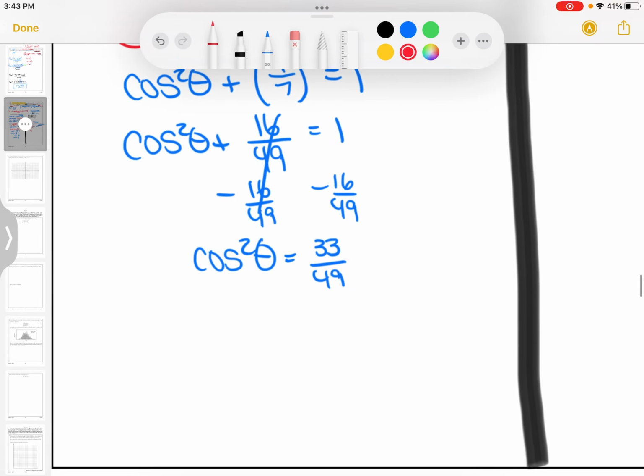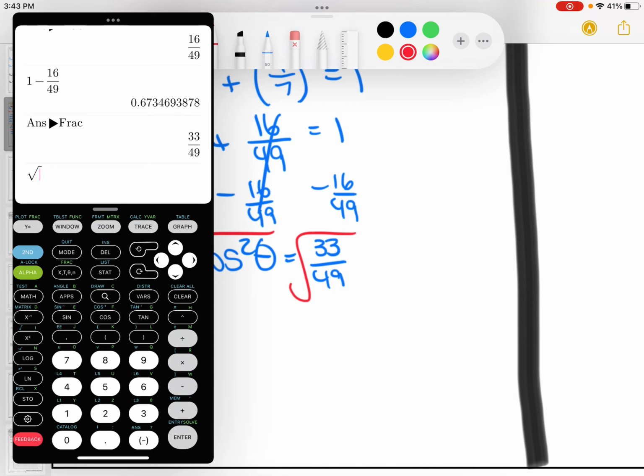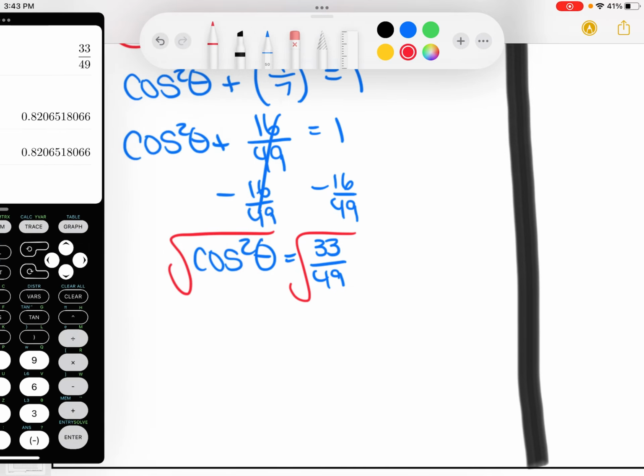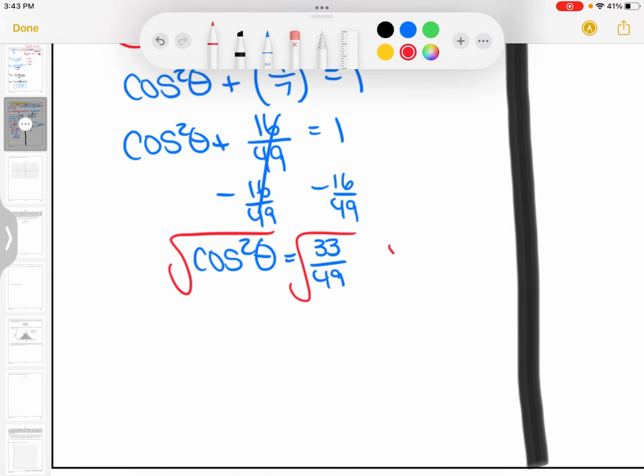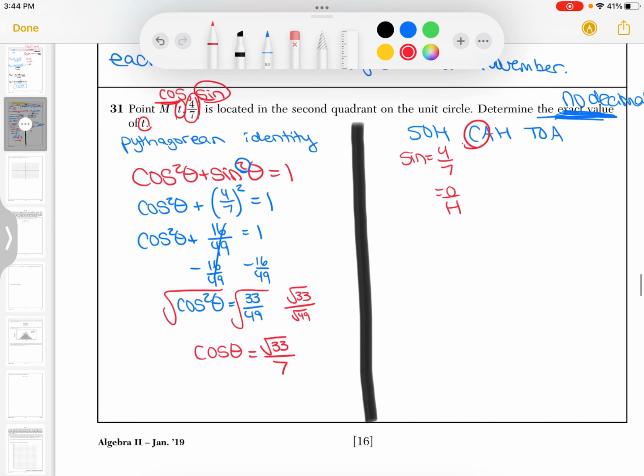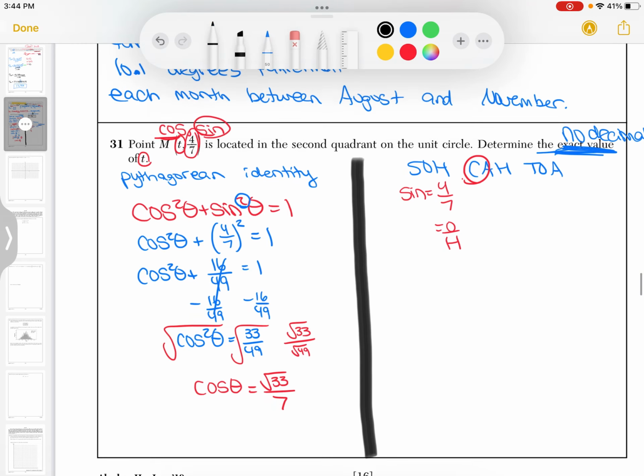And then here's where the kind of weird part comes in. I'm trying to solve for cosine, and right now I have cosine squared, so I'm going to square root it. But if you square root that fraction, you get a decimal that doesn't convert to a fraction. Then you start to panic. Don't panic. If you have the square root of a fraction, it just means the square root of the top over the square root of the bottom. So when I simplify that, I end up getting that the cosine of theta is the square root of 33, because I can't square root that, over the square root of 49, which is 7. So that is almost my answer.